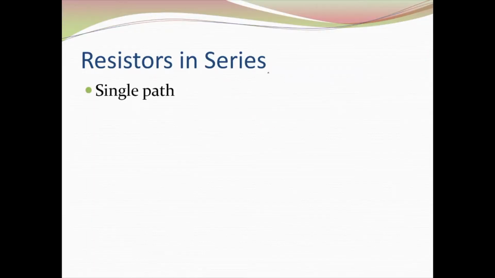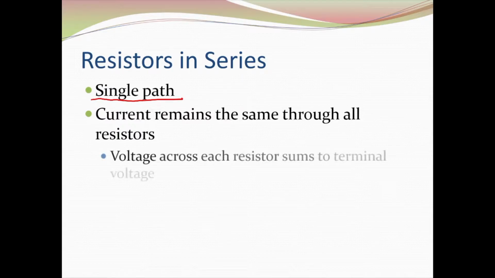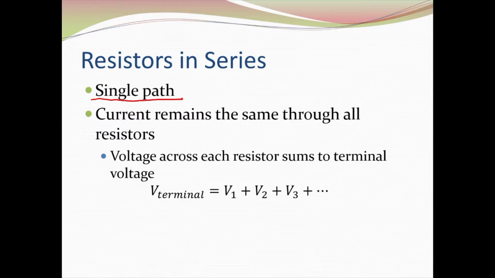A series circuit is a circuit that offers a single path for the electrons to travel in. The current remains the same throughout the entire single path. Okay, that's what characterizes a series circuit, that the current remains the same through all the resistors. The rule here is that the voltage across each resistor has to add up to the terminal voltage of the battery source or the power supply. So V1 would represent the voltage at resistor 1, V2 the voltage at resistor 2, V3 the voltage at resistor 3, and so on. So basically the terminal voltage of the battery gets split up between the resistors.